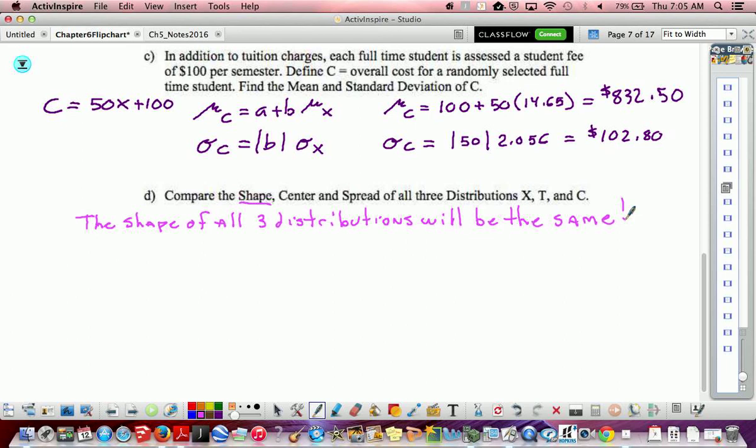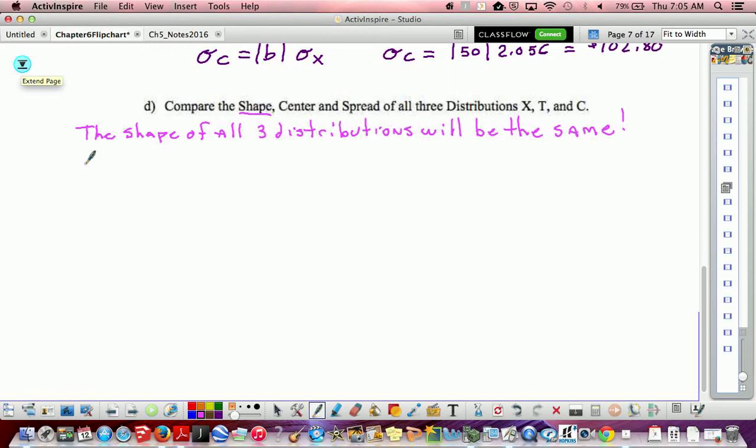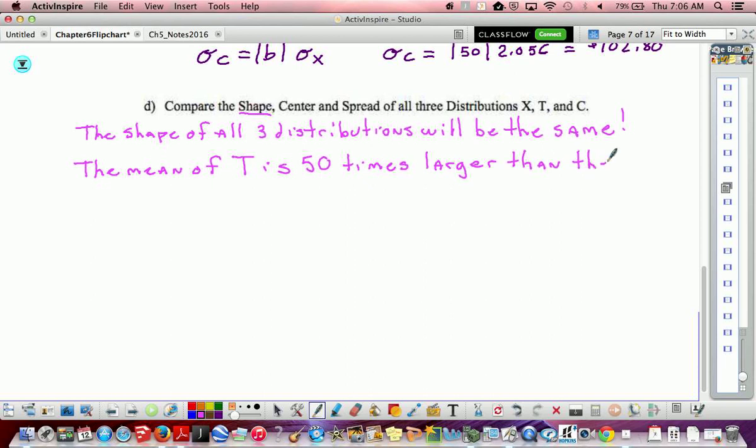Now, when we take a look at the mean, this is the one that probably changes the most. I'm going to slide this up here. So, first of all, we see that the mean of T is 50 times larger than the mean of X, and C is 100 more than the mean of T.